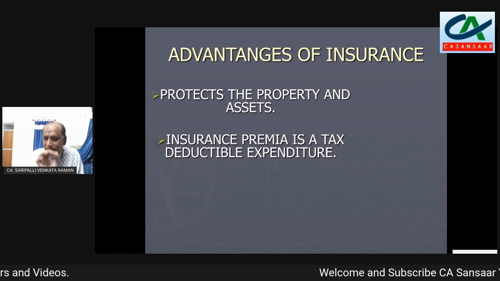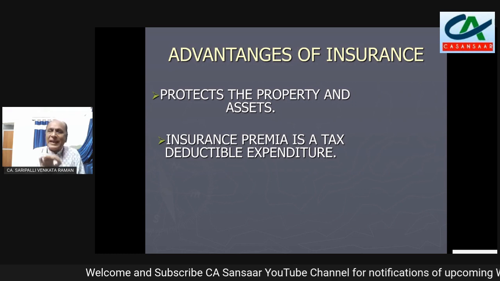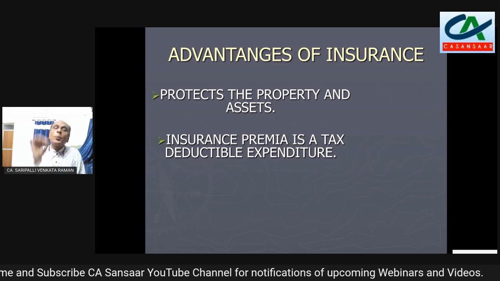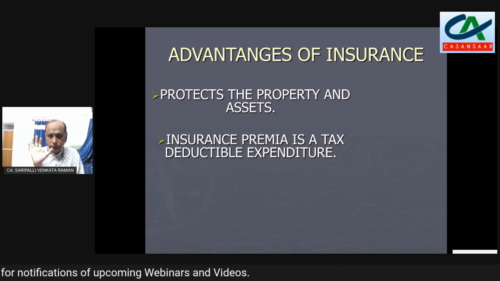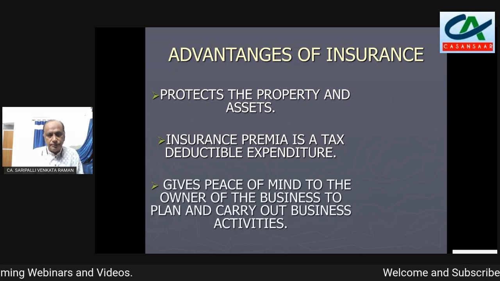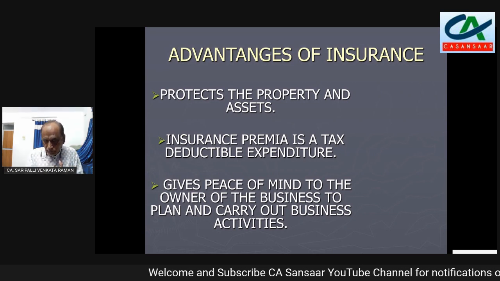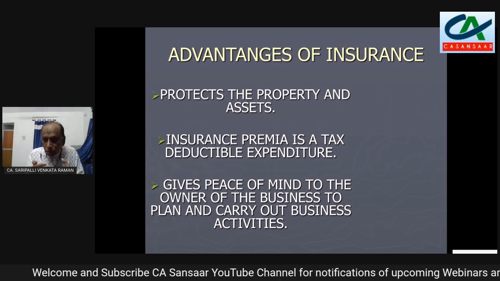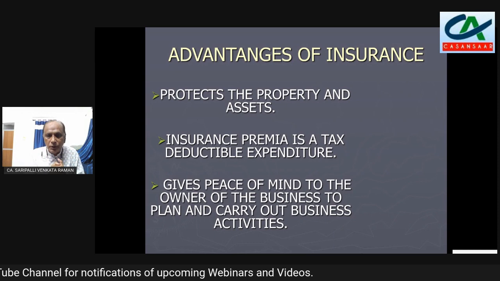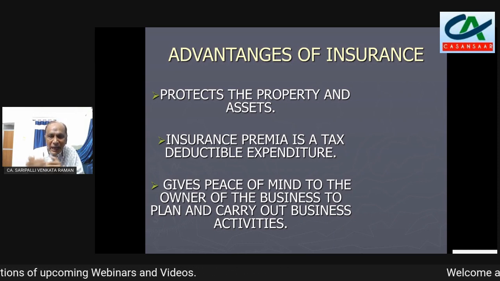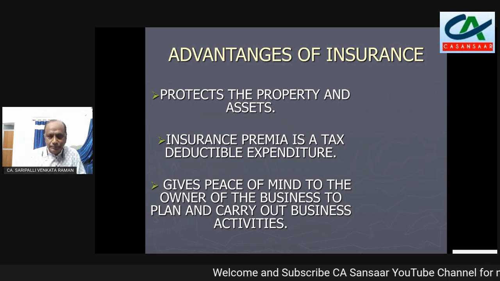When I say it is a tax deductible expenditure, it means only the insurance premium which is related to business activity, that is insurance premium on business assets, will be a deductible expenditure. Next, remember, once it is a business expenditure, it will be deductible from your taxable profits. Your profits will be calculated after deducting this insurance premium as an expenditure. Obviously, the net profit will come down, so you will be paying a lesser amount of tax.